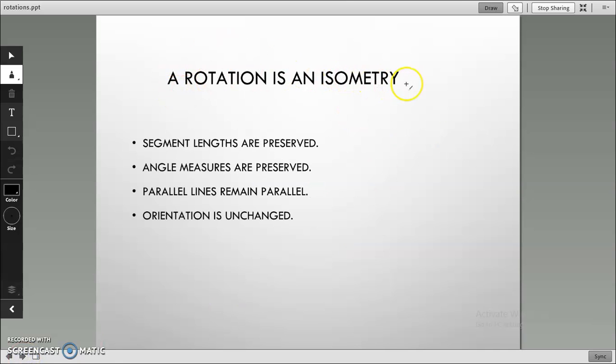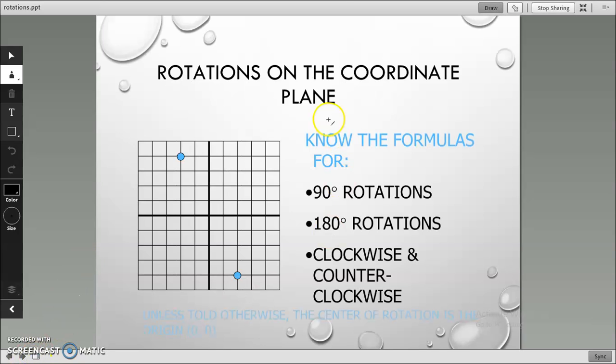A rotation is an isometry. The segment lengths are preserved, the angle measures are preserved, parallel lines remain parallel, and orientation is unchanged. So rotation on the coordinate plane, we need to make sure we understand and know the formulas for 90-degree rotation, 180-degree rotation, for clockwise and counterclockwise. And I'm sorry if you can't see this, but I'll read it to you. It says, unless told otherwise, the center of rotation is the origin at 0, 0. And here's our origin, 0, 0.